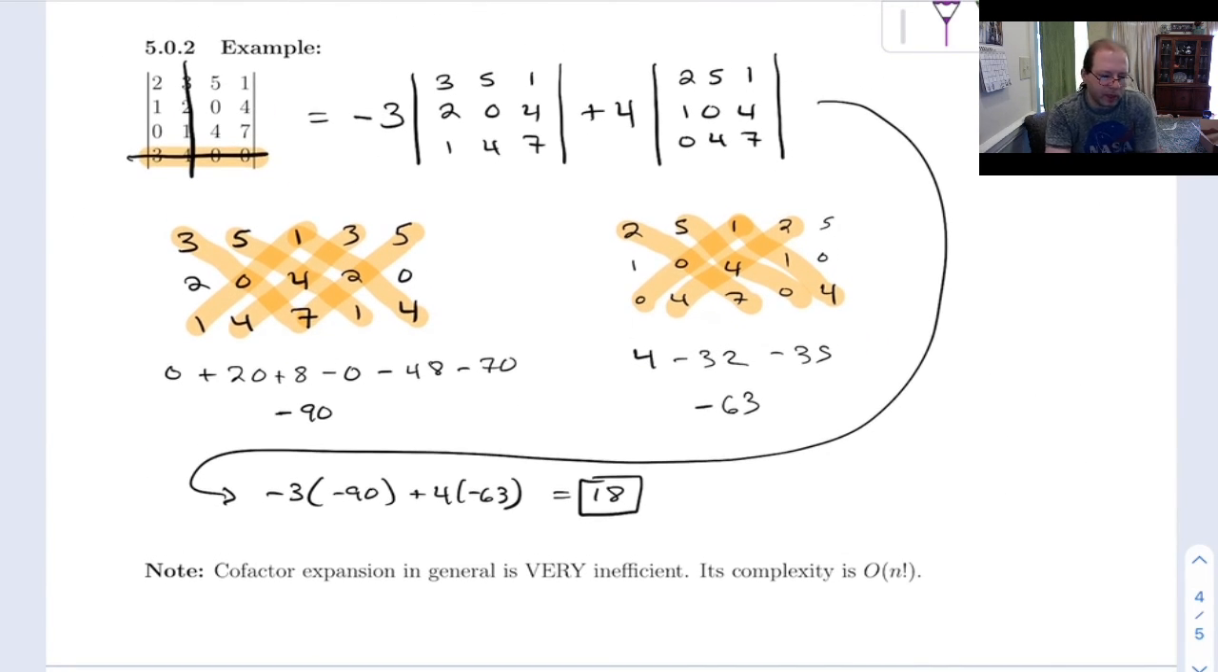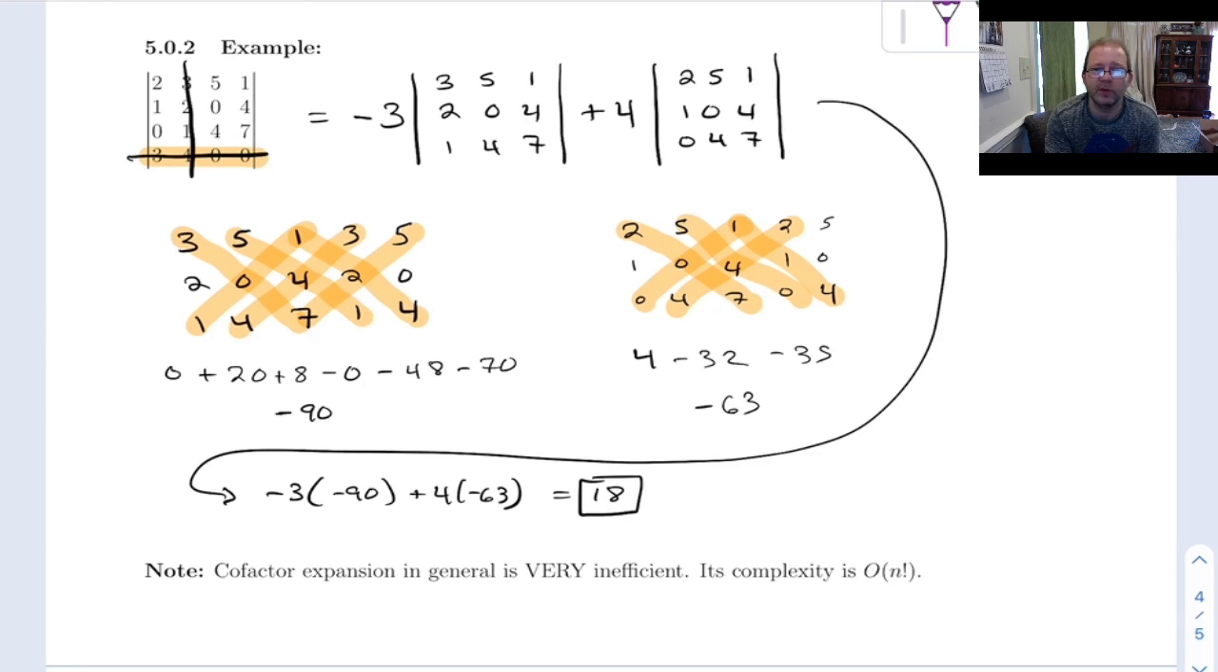One thing that's kind of obvious by now is that cofactor expansion is in general very inefficient. If you don't have a bunch of zeros in your matrix, this is going to take you a long time. The complexity of this technique is O of n factorial. If you tried to use it to find the determinant of a 100 by 100 matrix, a supercomputer couldn't do it, because it would take more time than there has been since the Big Bang.